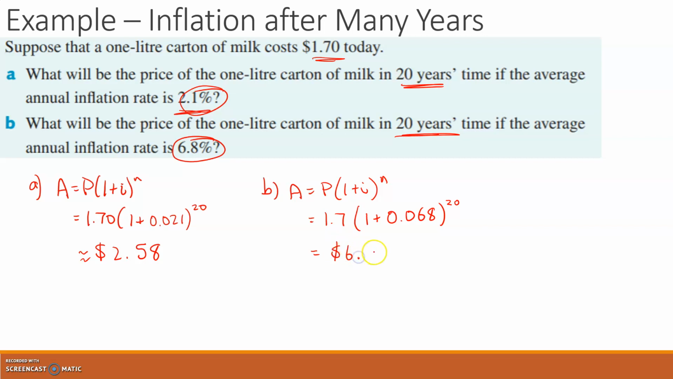And now it turns out that the price of milk will round to $6.34 over 20 years. So a difference of 4.7% in the inflation rate over that time has created quite a large difference in these prices. So with 2.1%, we predicted $2.58 as the price of milk. And with 6.8%, we predicted $6.34 for the price of milk.